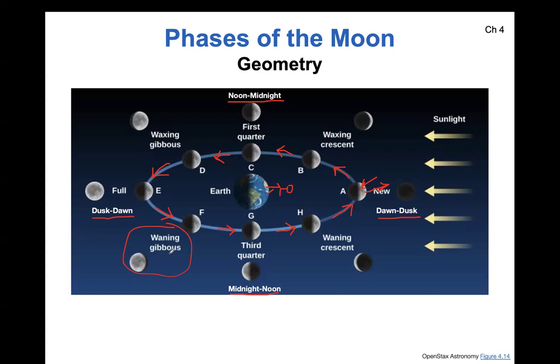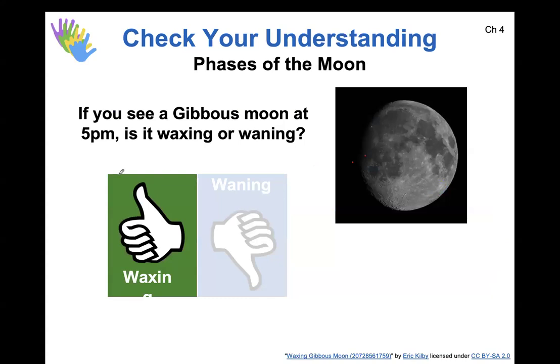And its visibility is going to be in the middle of the night, or at least the early night, 8 p.m., 9 p.m. And most importantly for this question, it's never visible. The waning gibbous is never visible at 5 p.m. It's not in the sky at that time.